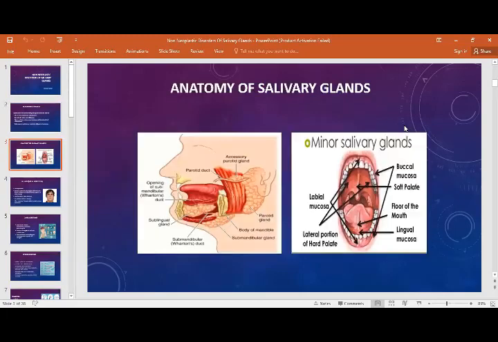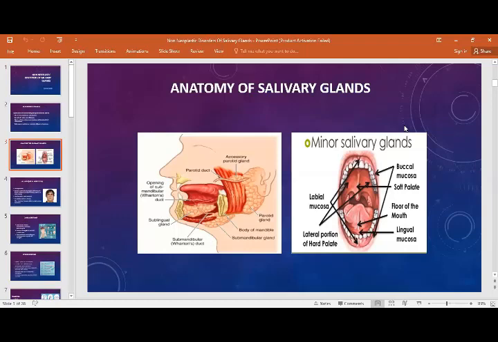Now, starting our lecture with the anatomy of the salivary glands. I hope you all know how many and what the different types of these salivary glands are in our body, but let us revise. Salivary glands are exocrine glands that produce saliva through a system of ducts. They can be classified on the basis of their secretions as either serous, mucinous, or mixed glands, in which both qualities of serous and mucinous glands are present.